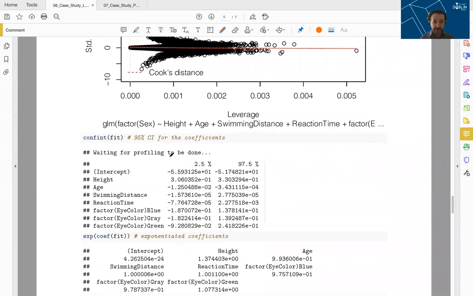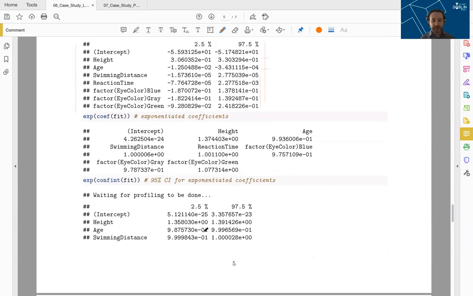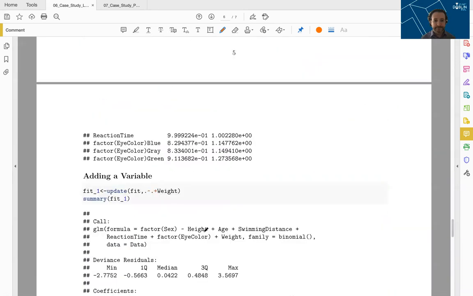Once again, we can look at our 95% confidence intervals on the intercepts. What we see here is that doesn't cross 0, so significant. That doesn't cross 0, significant. All these others cross 0, so they are not significant. And we can look at the exponential coefficients to once again see what the odds in favor or odds against would be given the values of the estimates.